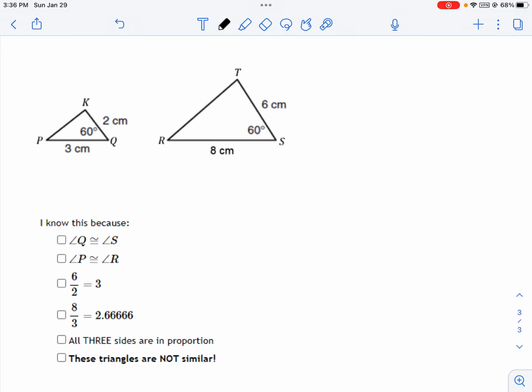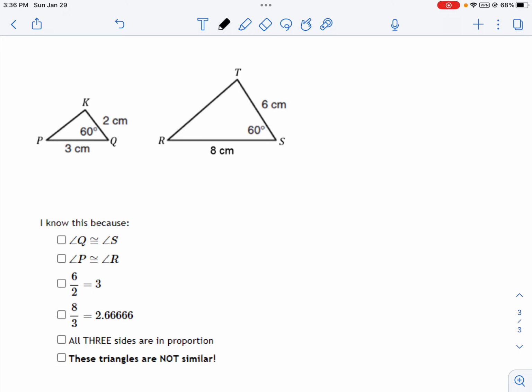Hello and welcome. So we're going to talk a little bit more about triangle similarity today. We are given two triangles, the triangle on the left and the triangle on the right, and now we need to determine: are these two triangles similar? If so, by what criterion? And then just listing everything that we do know, and also writing the triangle similarity statement. So let's dive right into it.